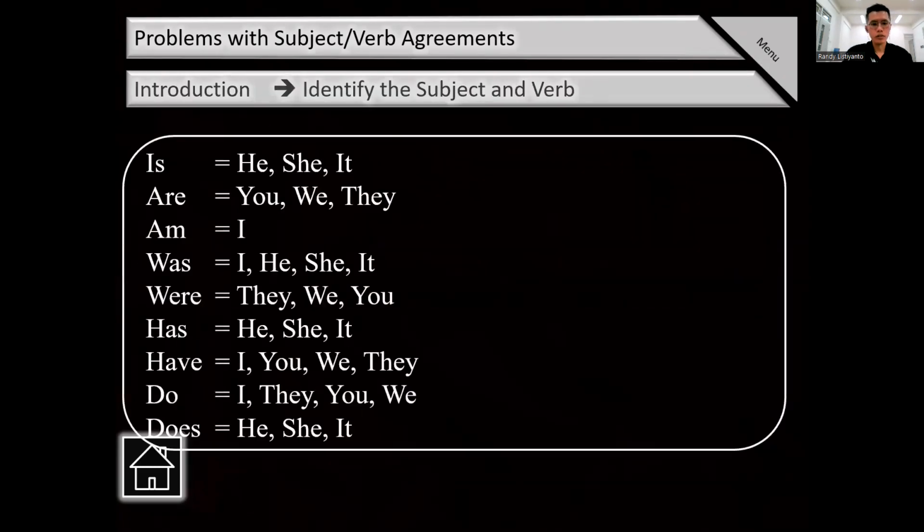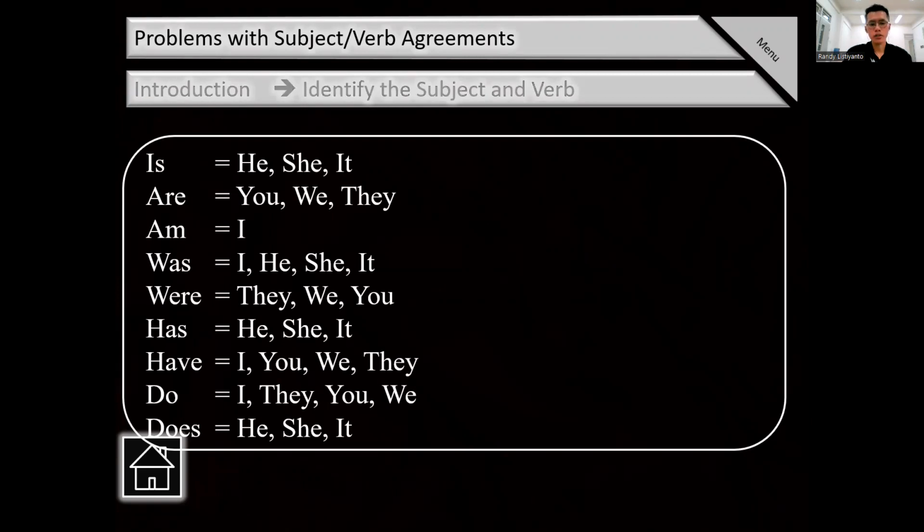You can see it by yourself here. There are some auxiliaries: is, are, am, was, were, has, have, do, and does. Is here is an auxiliary verb usually used in simple present tense, and the subjects that use this auxiliary verb are he, she, and it. Are is used by you, we, and they. Am is only used when the subject is I.